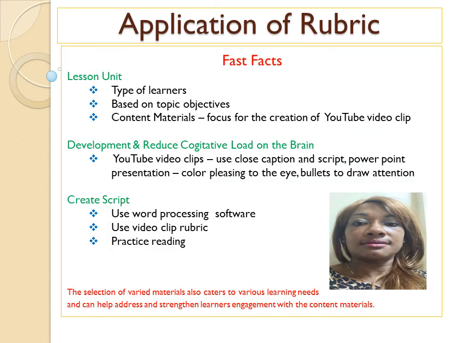Fast facts. Lesson unit. Consider the types of learners. Then, based on topic and objectives, the content material should have a focus for the creation of a YouTube video clip. Development and reducing the cognitive load on the brain. The YouTube video clip should use closed captions and a script to cater to the varied learning needs and styles.